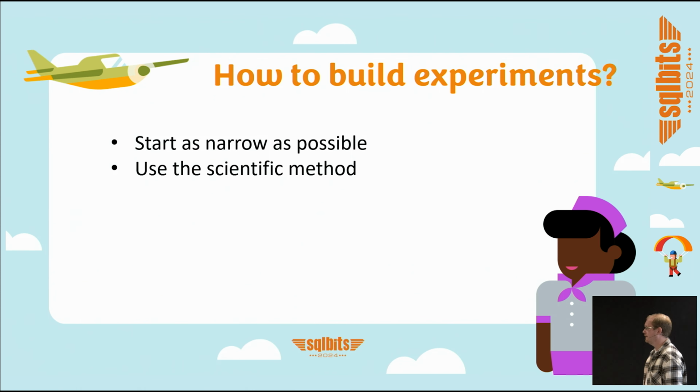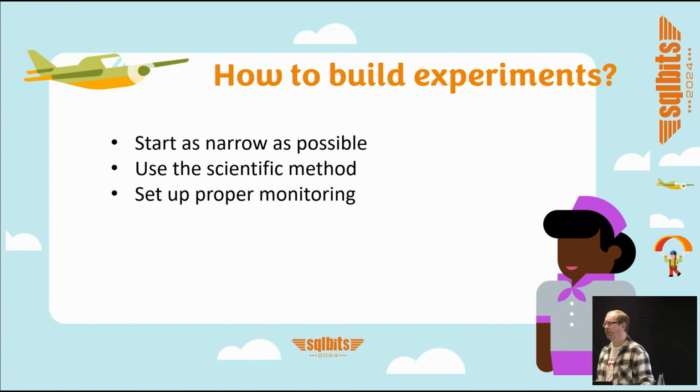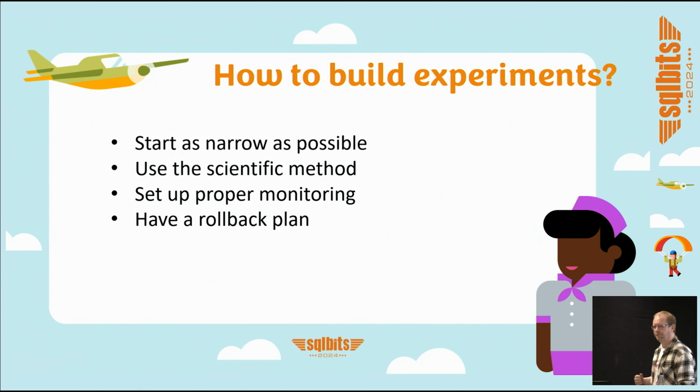Use a scientific method. We have a hypothesis: when this happens, this will happen. When the database engine service fails, the AG will fail over to the secondary node, for example. Set up proper monitoring. We can eyeball these things, but point your monitoring solutions at them because you want to gather as much data as possible so that in the event something does go wrong, you can get actionable results.